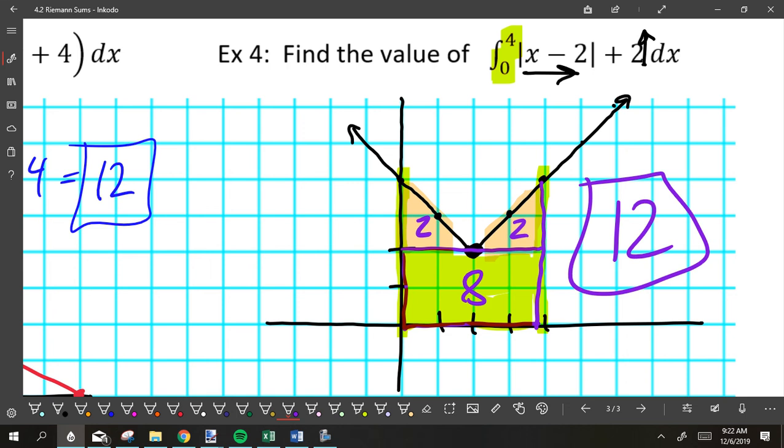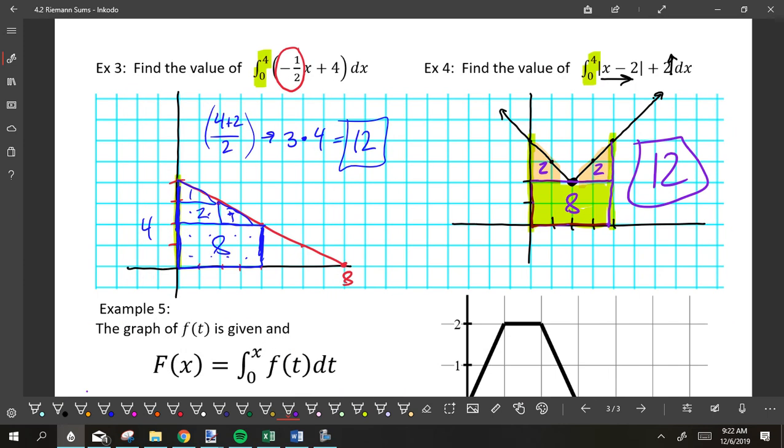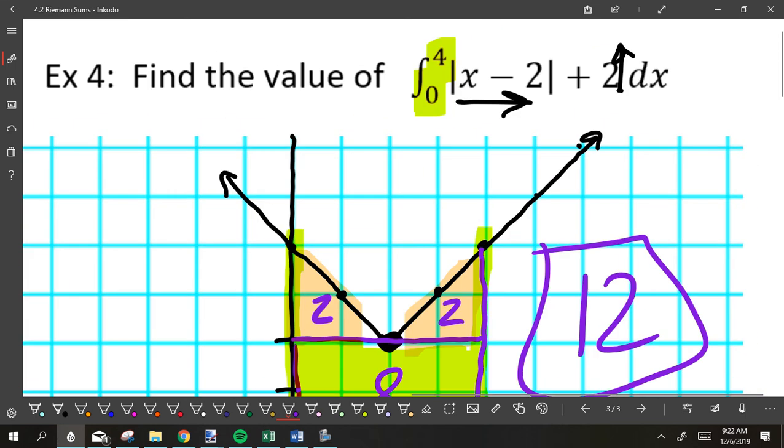Everybody okay with finding area under the curves? They're not that complicated. Draw good pictures. Anytime, and this is something I'm going to just tell you again, I've told you in the past, we are never going to be able to do this problem by hand. I am never going to teach you how to find the integral of an absolute value by hand. It's complicated. Not something we want to do.